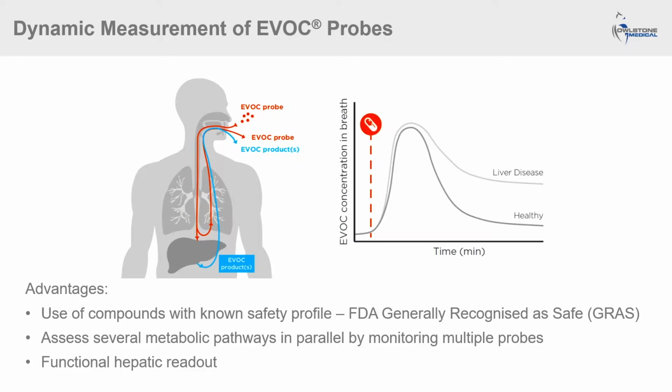And this difference should allow us to differentiate subjects with a liver disease from healthy subjects. This approach also has several advantages because we can use compounds with a known safety profile, known as GRAS compounds, generally recognized as safe, and they are widely used in the food industry. We also can assess several metabolic pathways at once by using several different compounds. And also we will get a functional hepatic readout from the test.